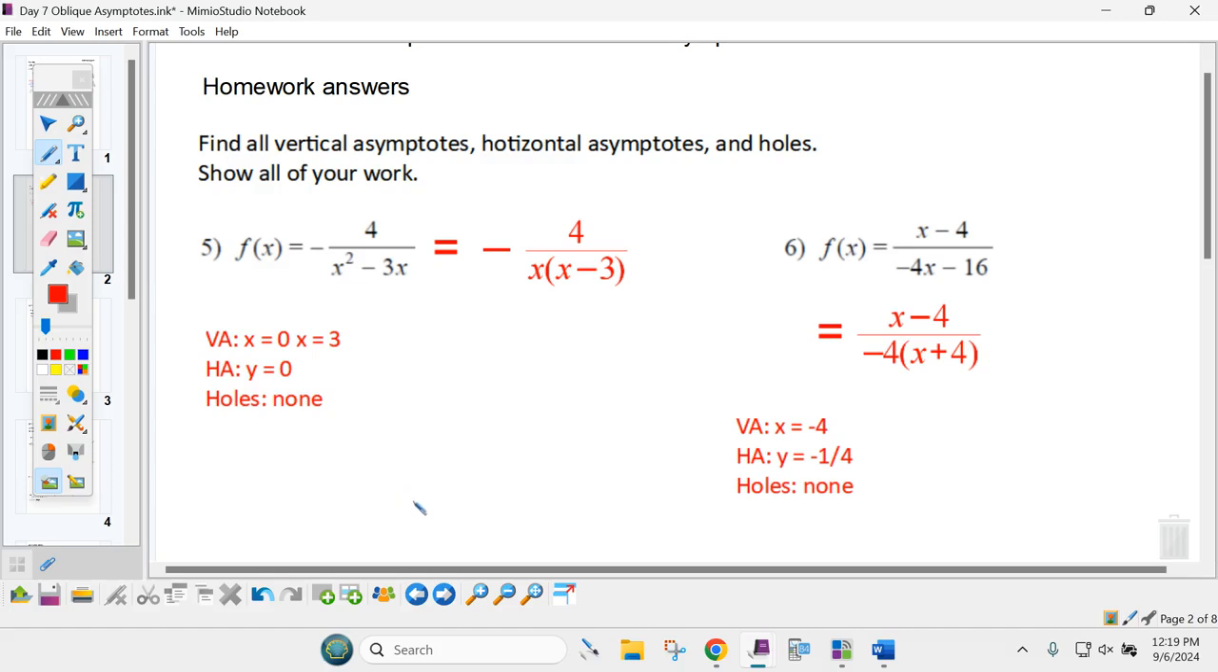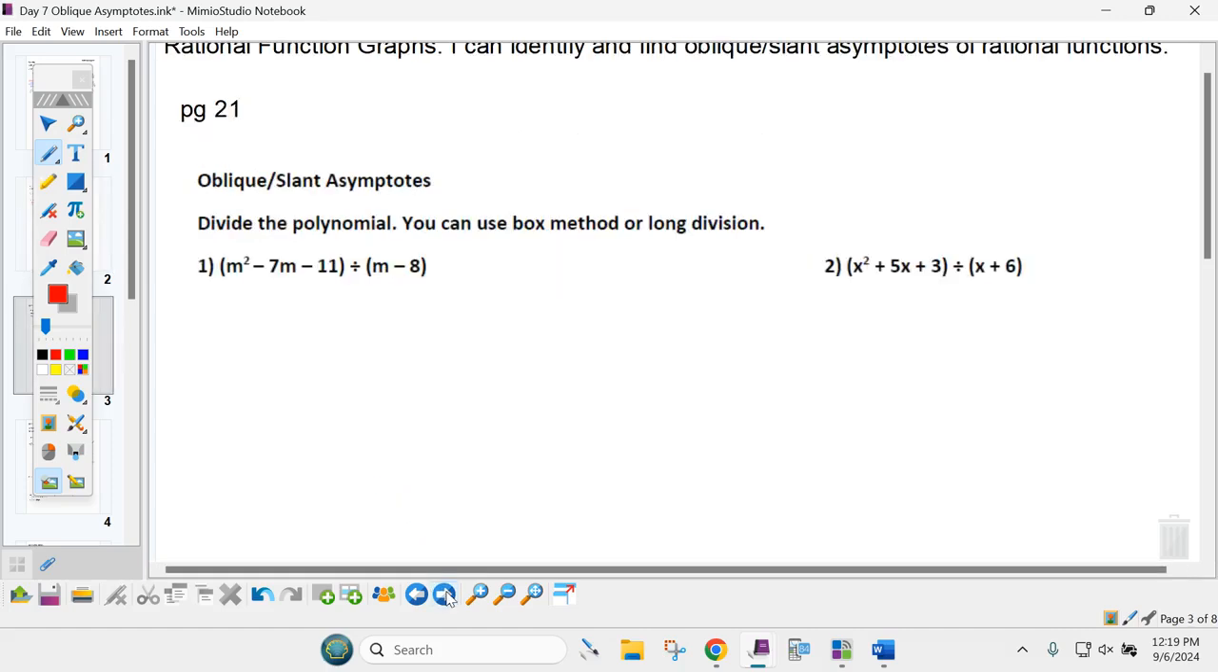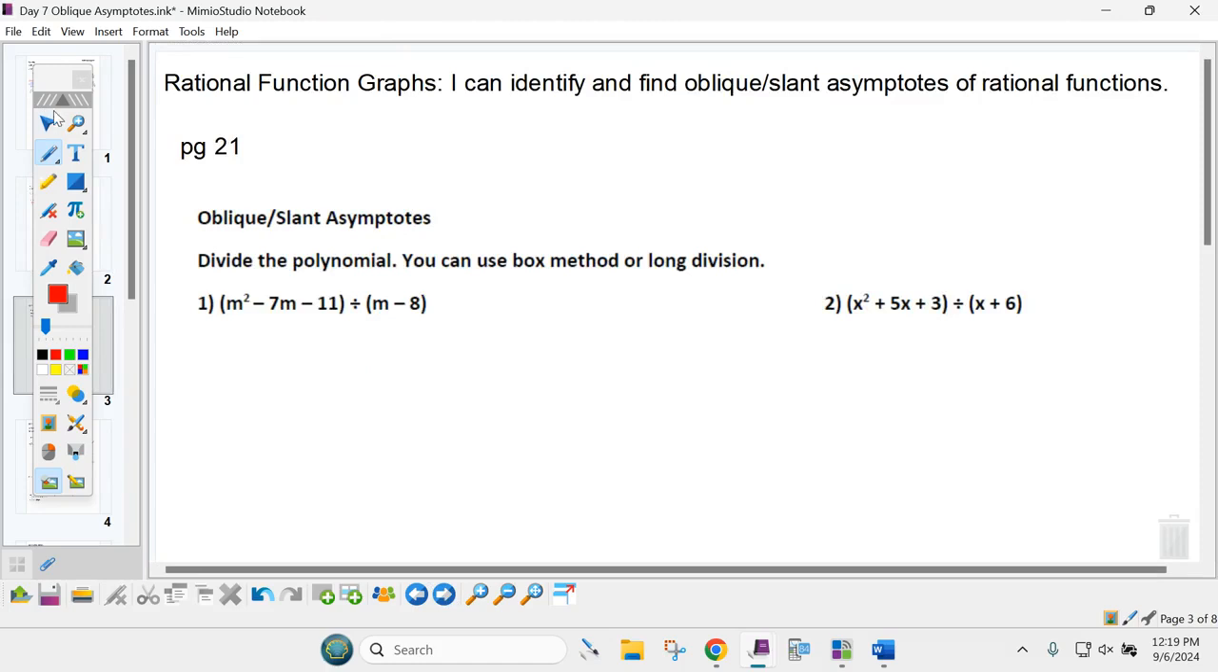The homework answers from the prior homework, make sure you checked in Drive. And today what we're going to focus on is identifying slant or oblique asymptotes. Slant and oblique mean the same thing. To find a slant asymptote, we have to divide polynomials.